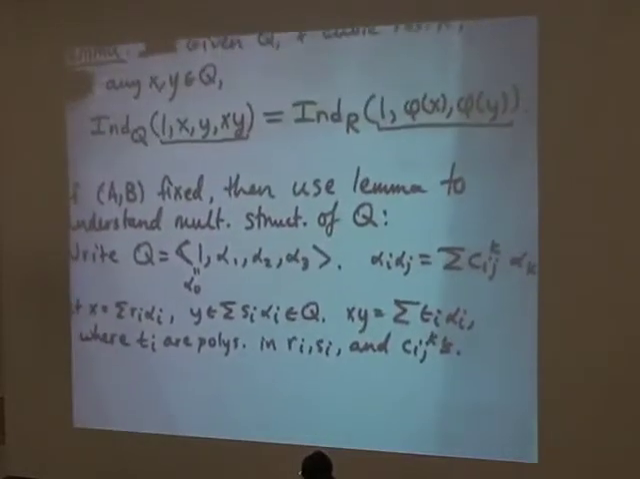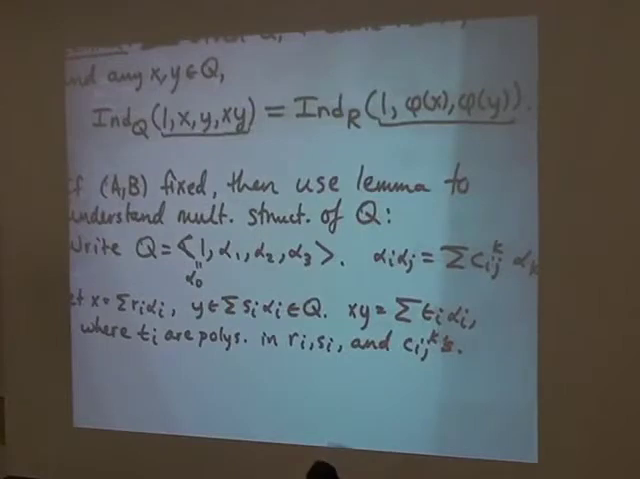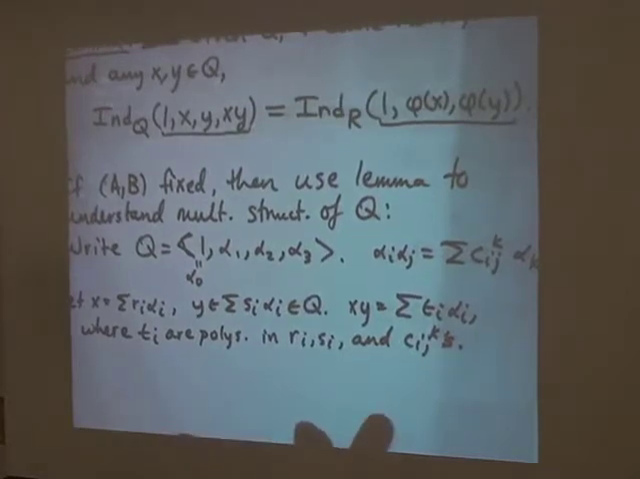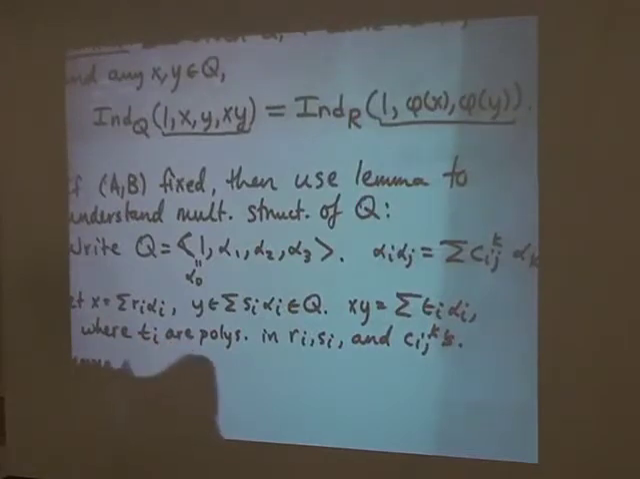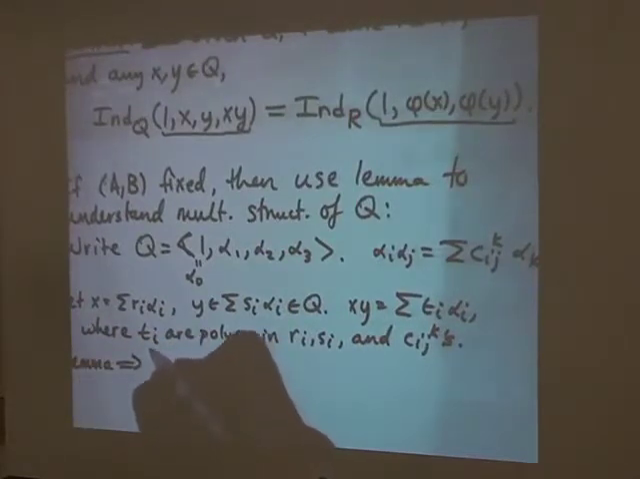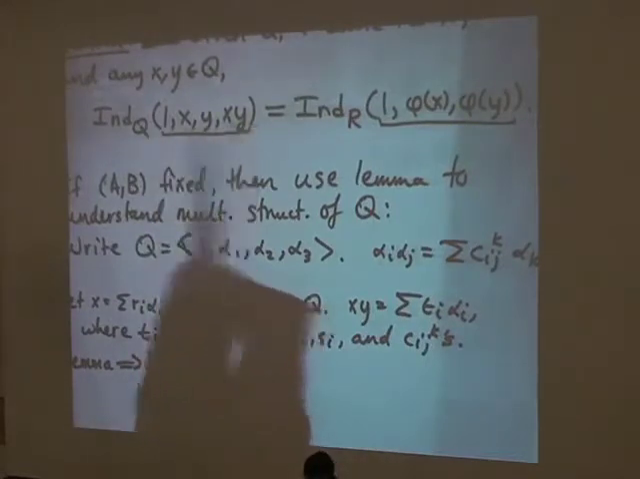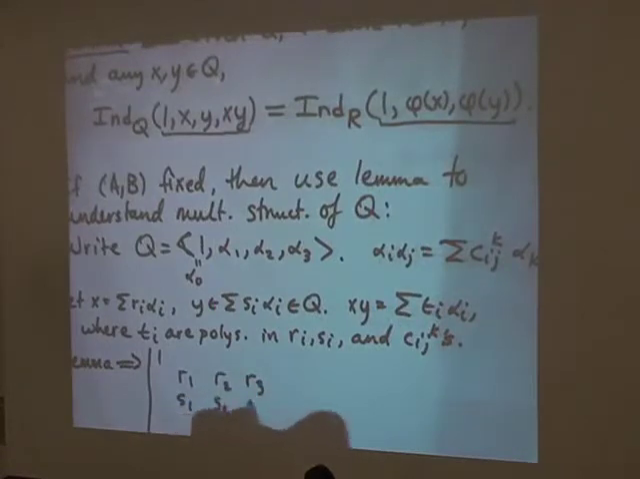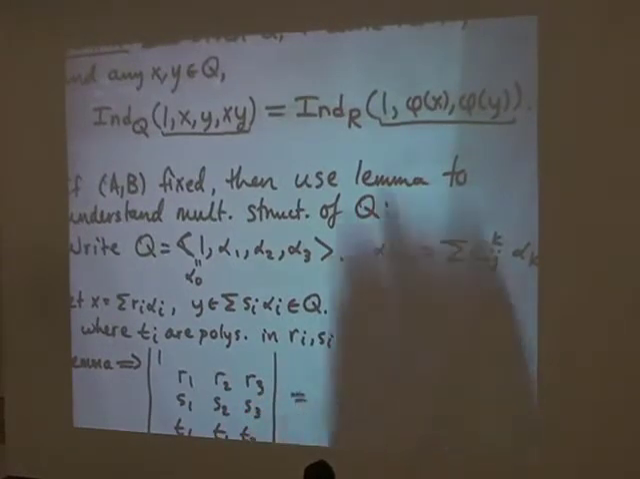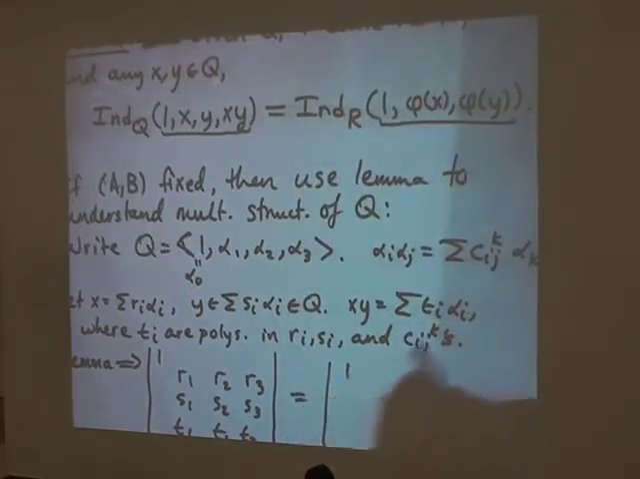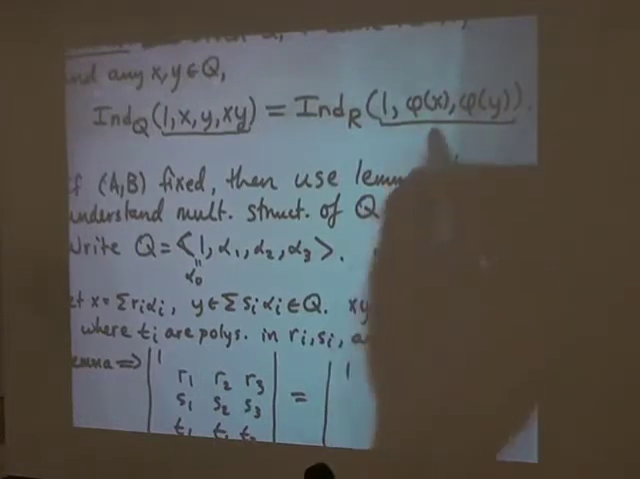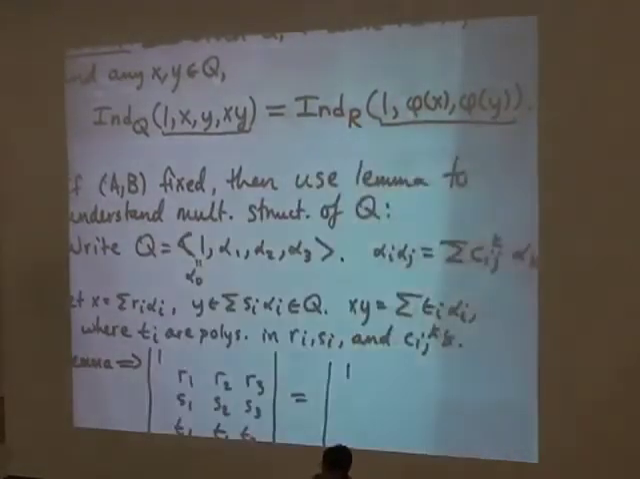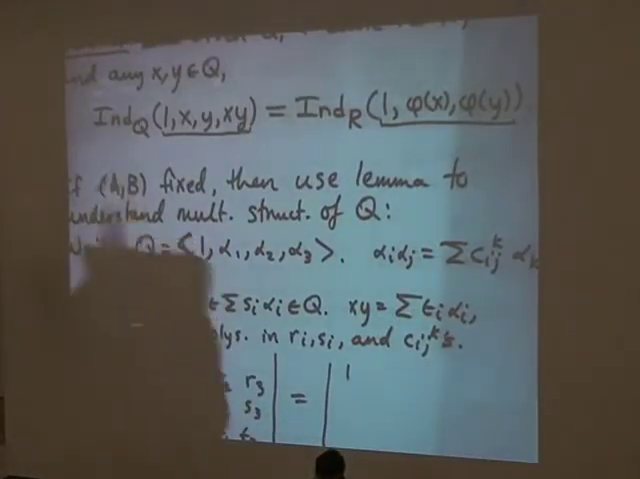But on the other hand, what does the lemma say? The lemma implies that if you take the lattice spanned by 1, x, y inside Q, that index is just a determinant: R1, R2, R3, S1, S2, S3, and T1, T2, T3. That's equal to what's going on over here. It's this determinant, 1, and then your phi, this quadratic map from Q mod Z to R mod Z, which is just this AB, these ternary quadratic forms.